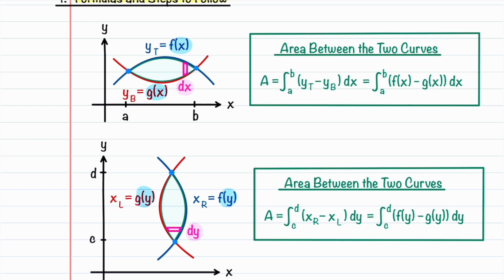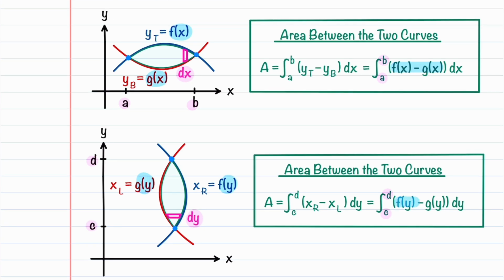Summing up an infinite number of rectangles from A to B or from C to D is the same as integrating from A to B of f of x minus g of x, or integrating from C to D of f of y minus g of y.